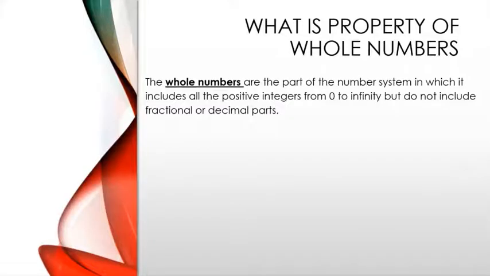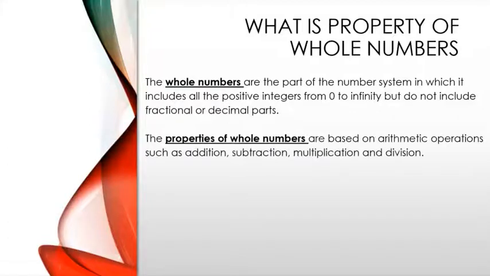The whole numbers are the part of the number system which includes all the positive integers from 0 to infinity, but do not include fractional or decimal parts. The properties of whole numbers are based on arithmetic operations, which are addition, subtraction, multiplication, and division.